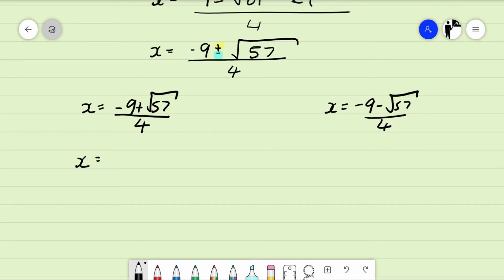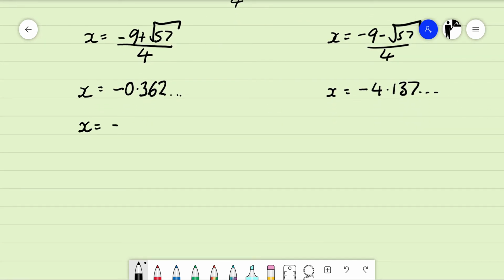Okay, make sure you enter it in properly, so minus 9 plus root 57 over 4, which is minus 0.362, and we'll do the same, minus 9 minus root 57 over 4, which is minus 4.137. The question asks us to round it to two decimal places, so it's going to become x equals minus 0.36, and x equals minus 4.14. That's to two decimal places.